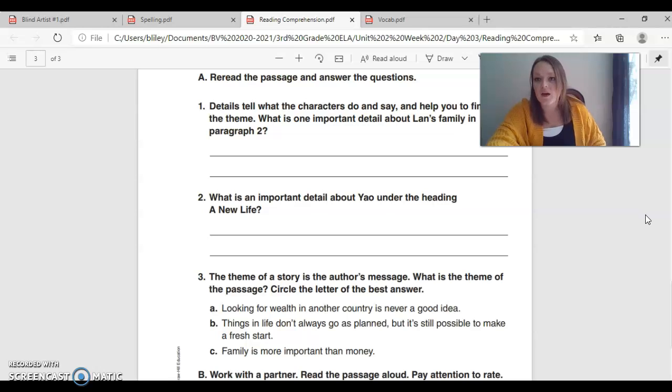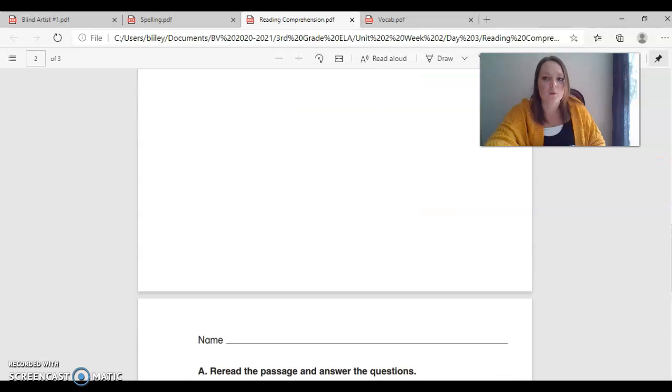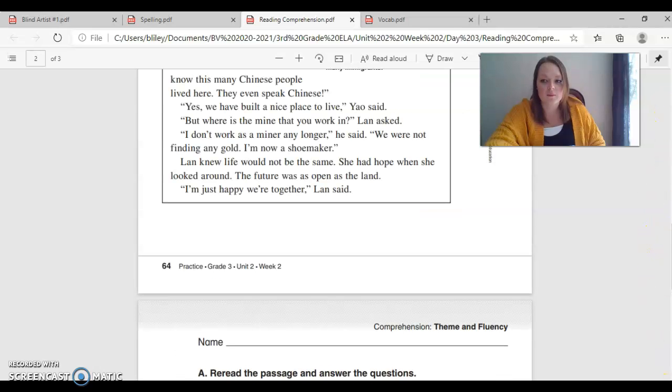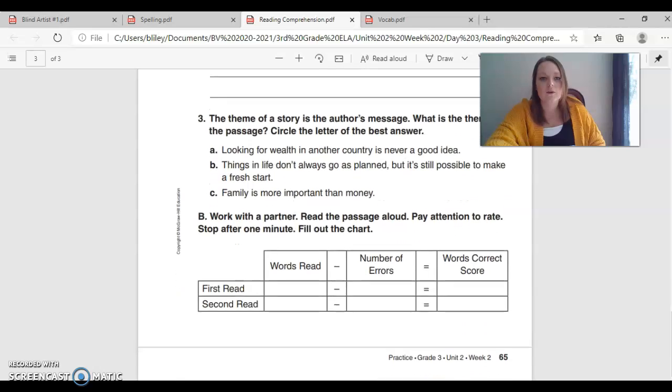Remember, theme is the main idea of the story. We talked about it yesterday and we identified some themes in Disney movies. Theme is the main idea or the lesson from the story. Number 2, what is an important detail about Yang under the heading of A New Life? So you're going to look back in the text and see what is one important detail about Yang.